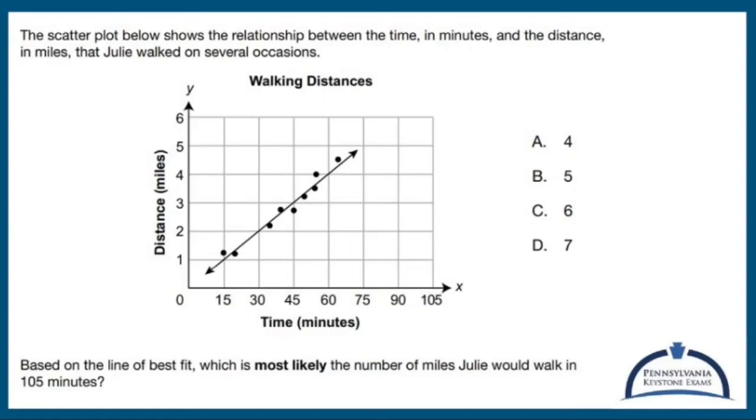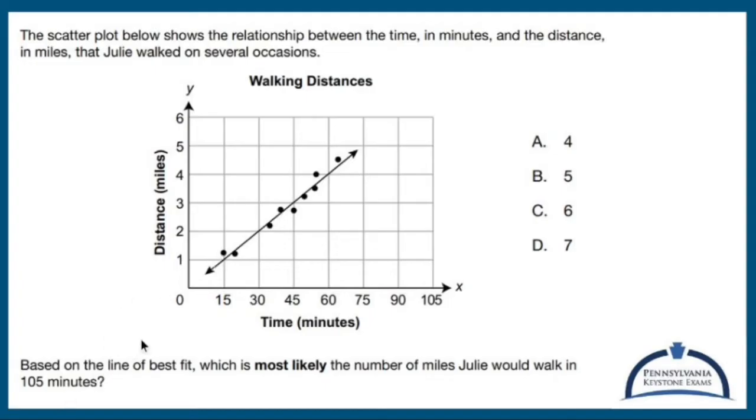The scatter plot below shows the relationship between the time in minutes and the distance in miles that Julie walked on several occasions. All right, so basically we have a scatter plot, line of best fit glued on it. So one day Julie went out and walked for about 15 minutes and walked for a little over a mile. And one day Julie walked for 55 minutes and walked for 4 miles, stuff like that.